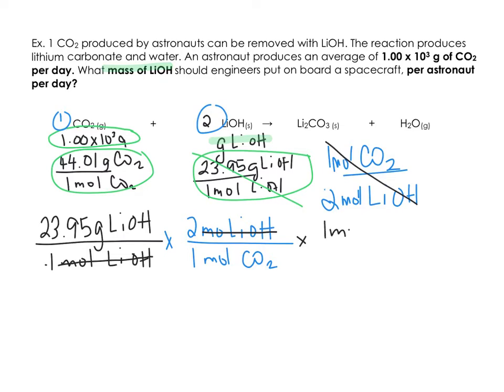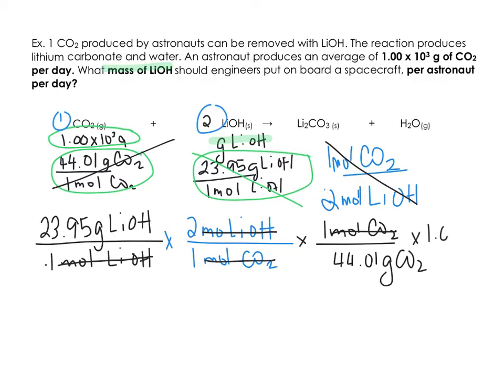So 1 mole of CO2 for 44.01 grams of CO2. So we cancel the units, moles of CO2, but not the numbers. And we've used that ratio. Now we get rid of grams of CO2. We only have 1 number left, and that happens to be the 1,000 grams of CO2. So the grams of CO2 cancel, but we don't cancel the numbers.